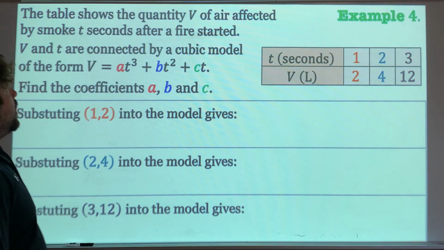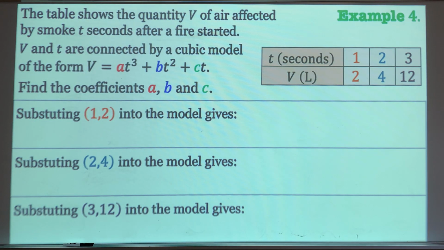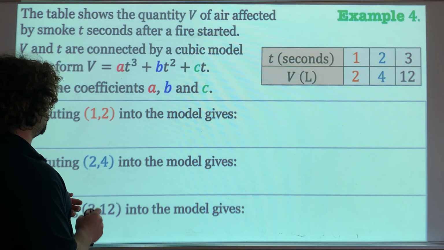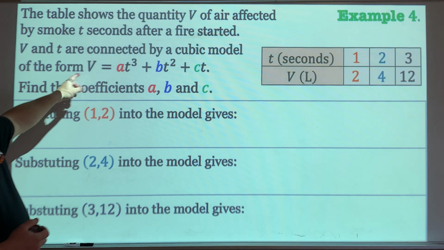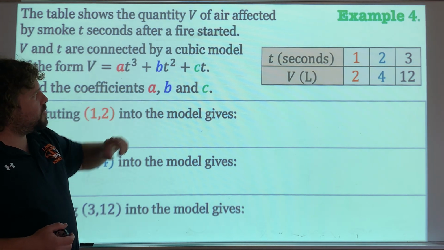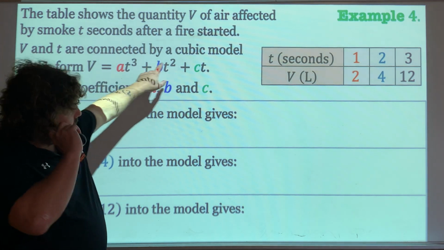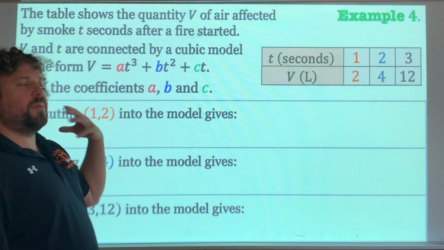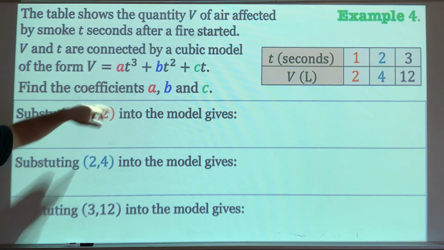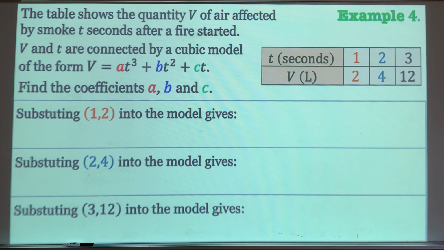The table shows the quantity of V, that's volume, of air affected by the smoke T seconds after a fire started. V and T are connected by a cubic model in the form volume equals AT cubed plus BT squared plus CT. So that's my A, B, and C. So that's what we're finding. We're going to find it and plug it back into this model, give it a meaning. Find the coefficients A, B, and C. So that's what we want to find first.